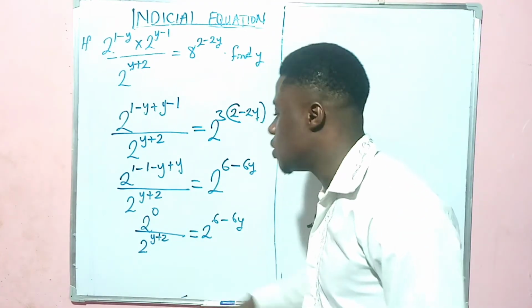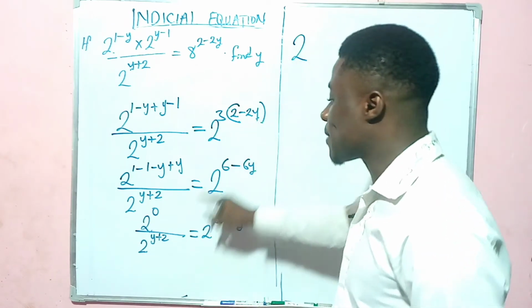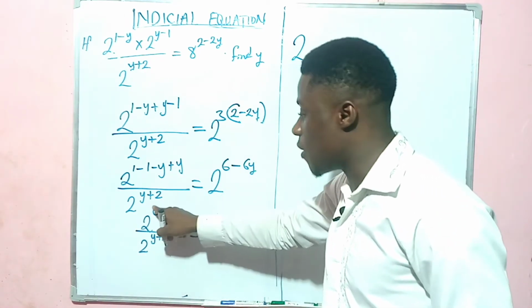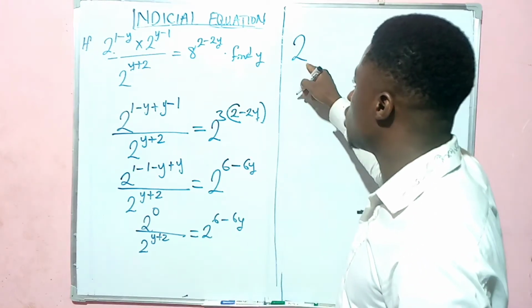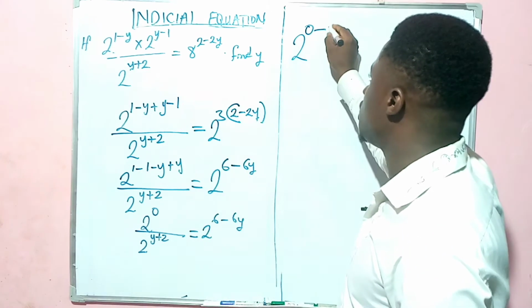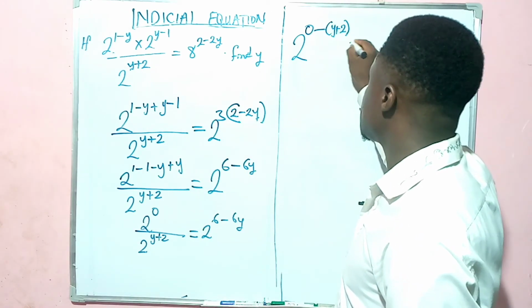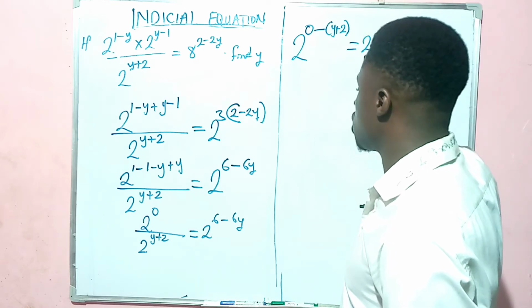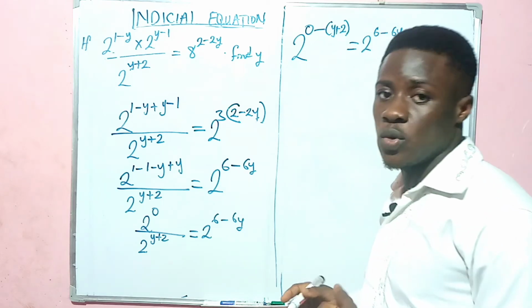What I'm going to do is pick one of the bases, then subtract the power of the denominator from the power of the numerator. So when I do that, I'll have 2 raised to power 0 minus the power of the denominator, which is y plus 2, still equals 2 raised to power 6 minus 6y, as you can see.